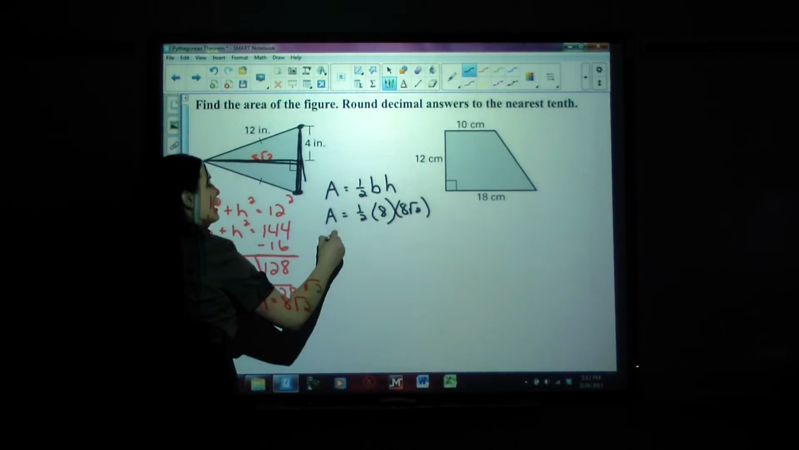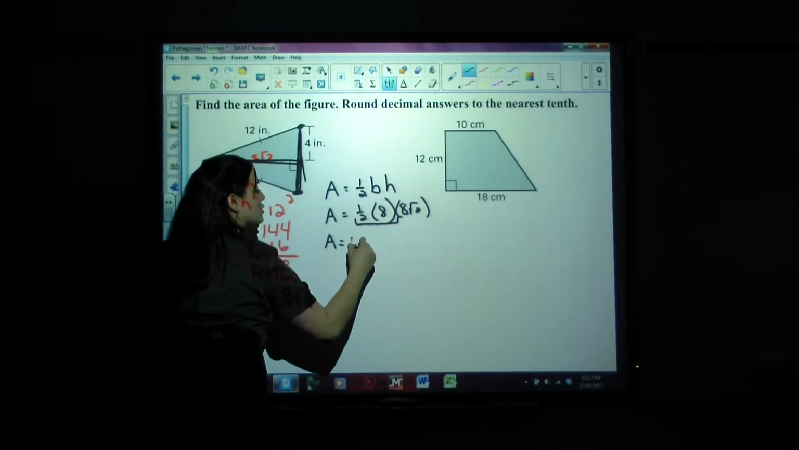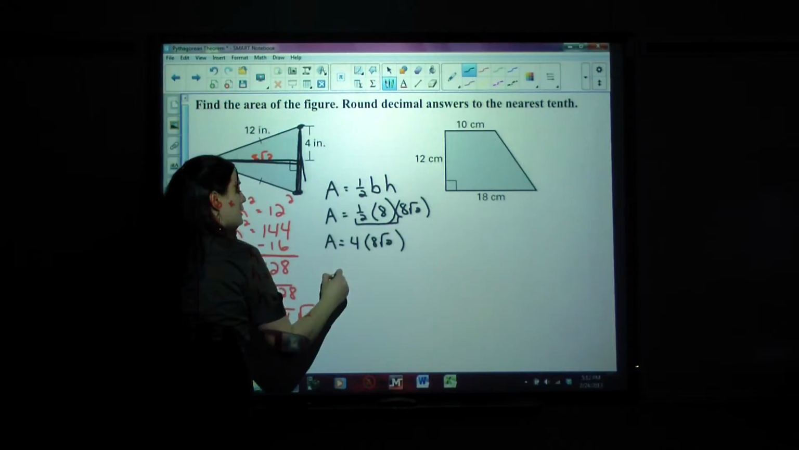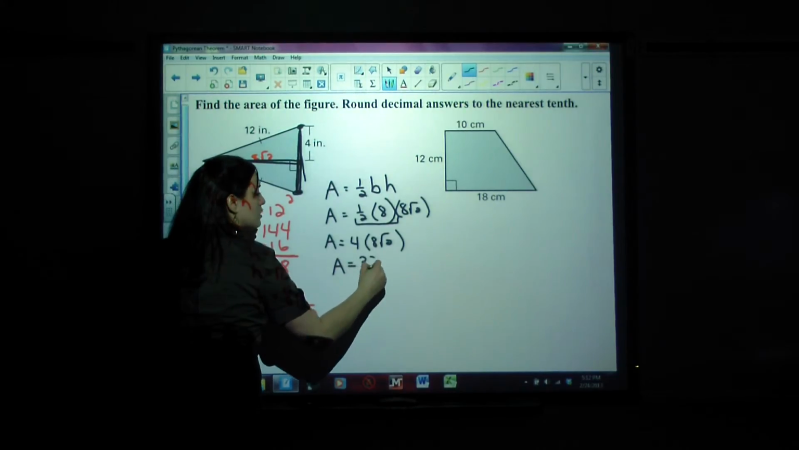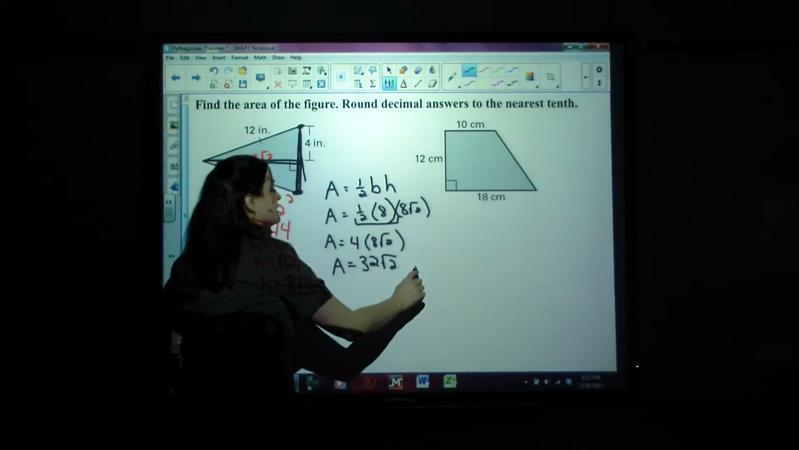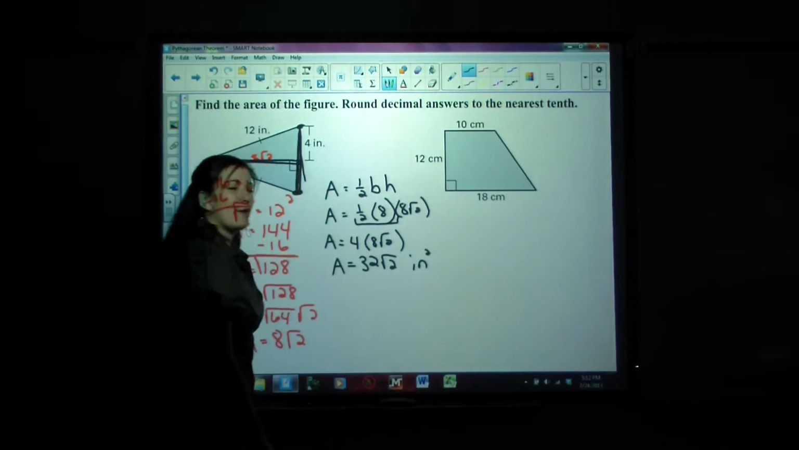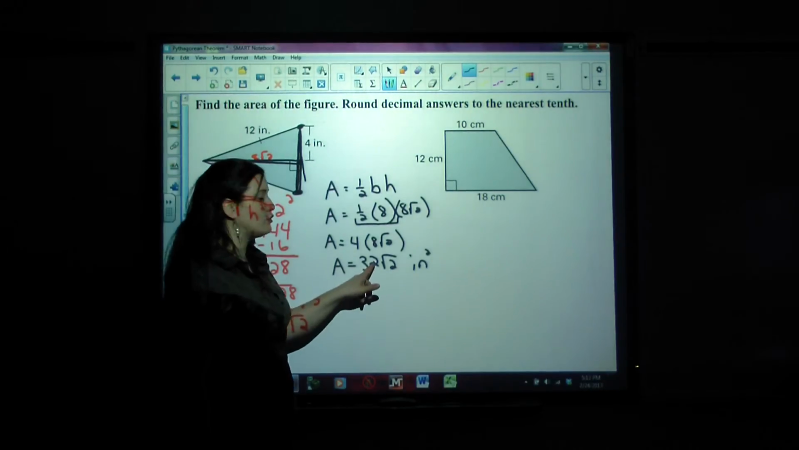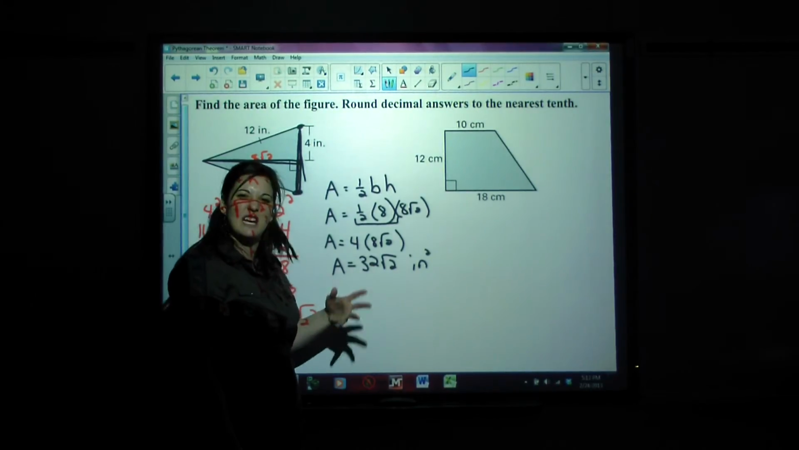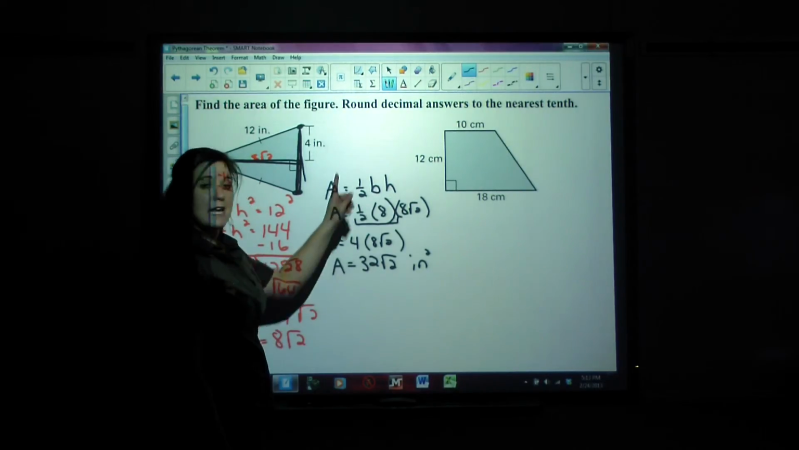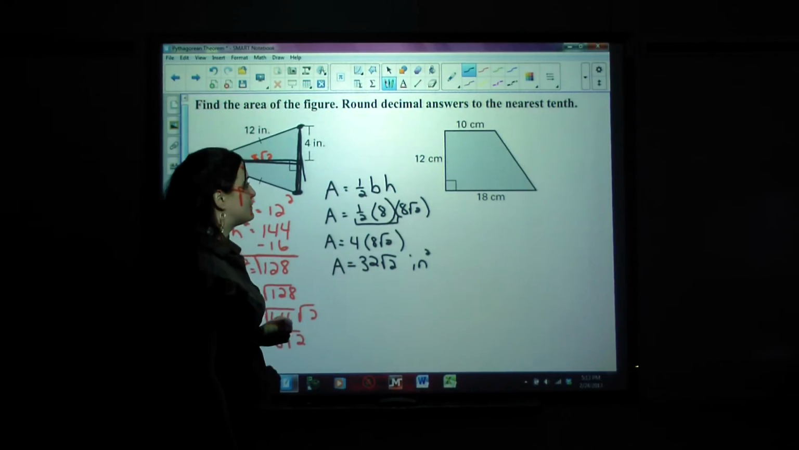So if we continue, area equals 1/2 of 8, which is 4, times 8√2. 4 times 8 is 32√2. That is the exact area. This is in inches squared. Go ahead and use your calculator and find your decimal approximation. Take 32 times the square root of 2, hit enter, and you'd have your decimal approximation. Nearest tenth, 1 decimal place.